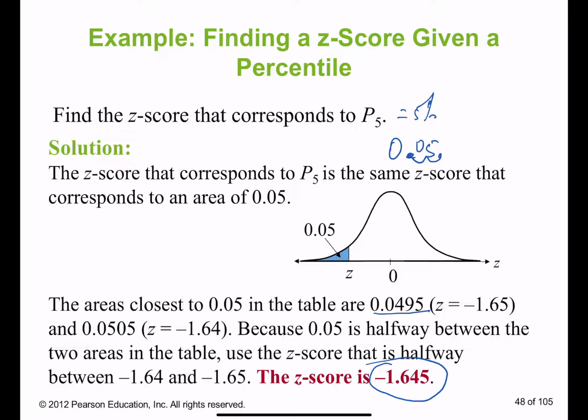You will find it between 0.0495 and 0.0505. You know how I figured that out looking at this number? Because a z-score consists of 2 decimal places, and here we have a third one, which means it's somewhere in the middle. So if the z-scores are negative 1.65 and negative 1.64, it's going to be right in the middle, negative 1.645.